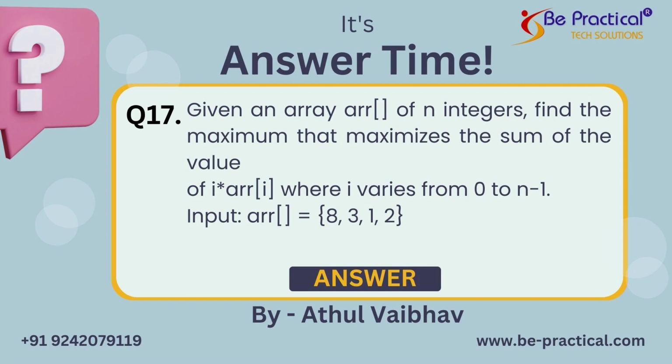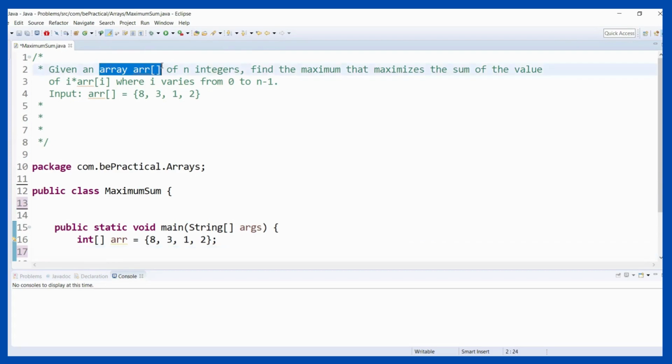So today again I come up with some new question based on array. So let's try to understand the question and find out the solution, how we can solve it. So here the question is: we are given one array. So we have to find out the maximum that maximizes the sum of the value of i into array of i.